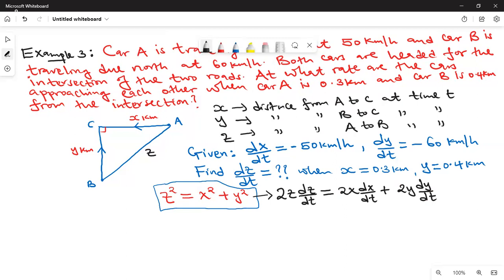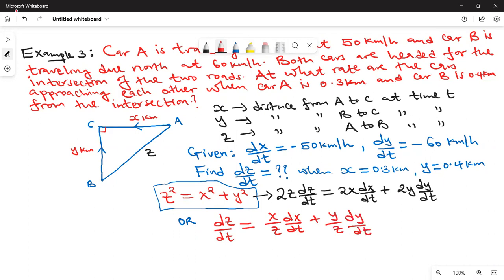You can make dz/dt the subject, so you can say dz/dt is equal to, we are dividing by 2z, so that is x over z times dx/dt plus y over z times dy/dt.